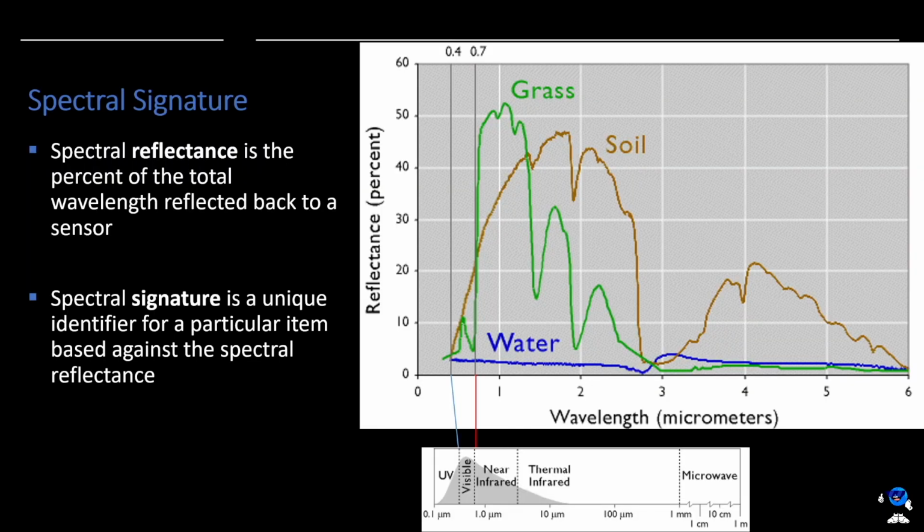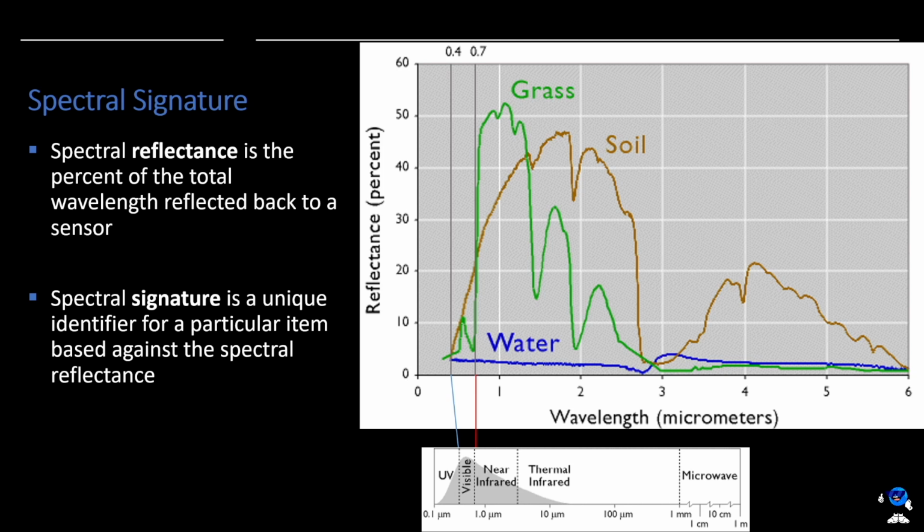The various objects that make up the surface absorb and reflect different amounts of energy at different wavelengths. The magnitude of energy that an object reflects or emits across a range of wavelengths is called a spectral response pattern. Like most vegetation, the chlorophyll in grass absorbs visible energy, particularly in the blue and red wavelengths for use during photosynthesis. About half of the incoming near-infrared radiation is reflected, however, which is characteristic of healthy, hydrated vegetation.